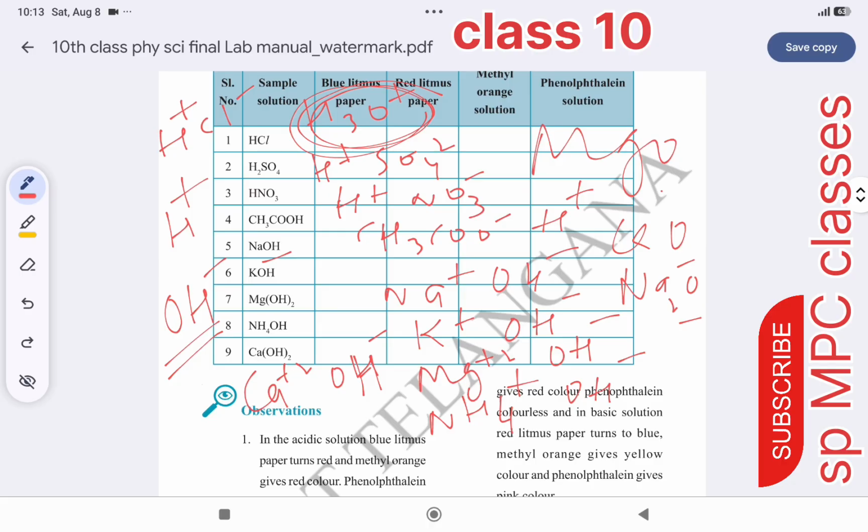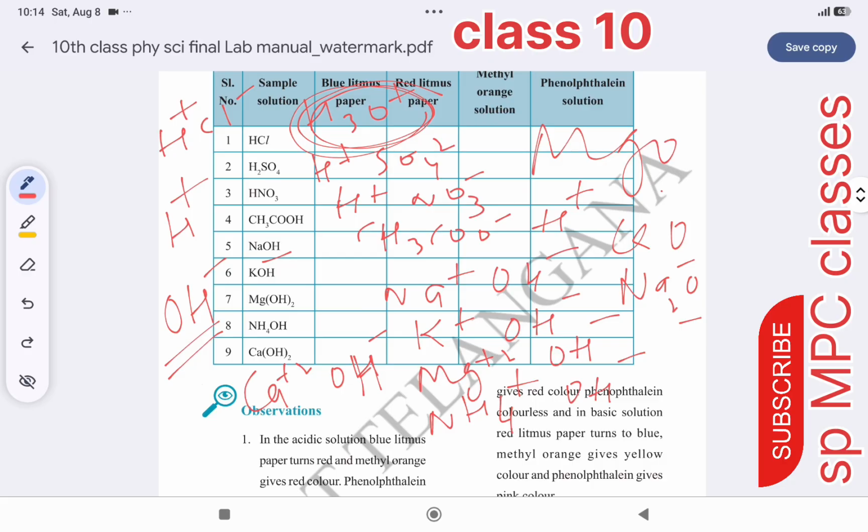Total 9 compounds are there. HCl, hydrochloric acid. H2SO4, sulfuric acid, which is known as oil of vitriol, king of chemicals. HNO3, nitric acid. CH3COOH, acetic acid, nothing but vinegar. 5% acetic acid means 5 ml of acetic acid in 100 ml water is known as vinegar.